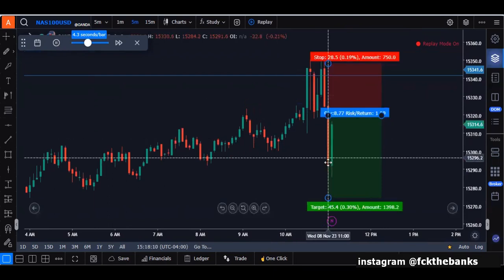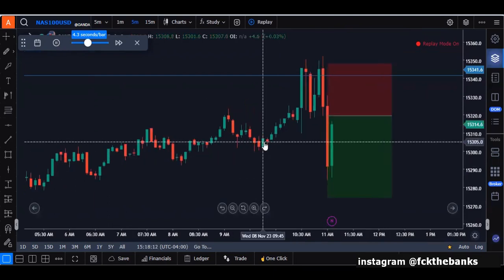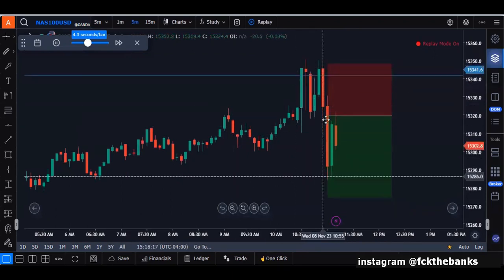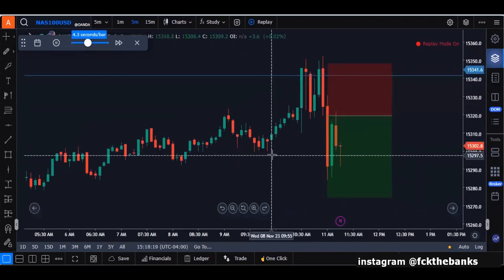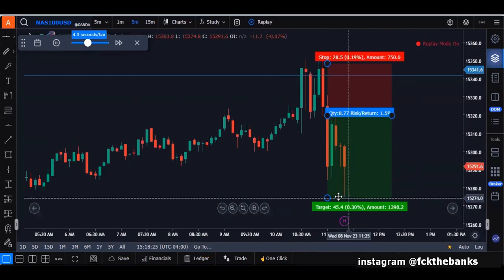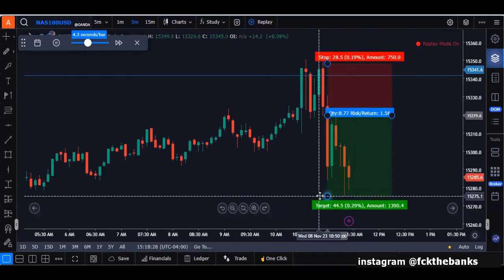Okay, so we had a pretty strong push. Okay, these candles, I love them because they have a pretty nice follow through rate. And by the way, guys, okay, so right here, as you can see, it all basically hit our target.